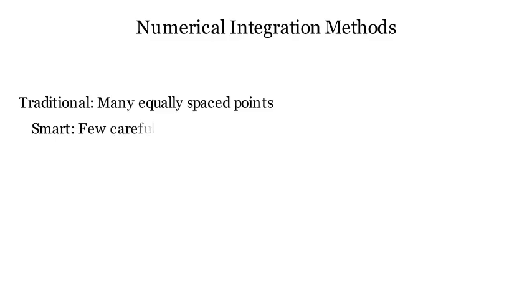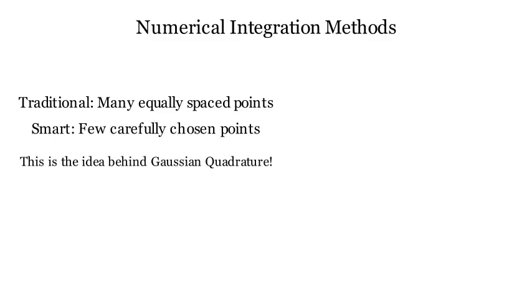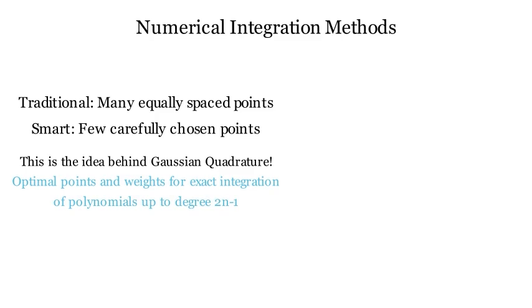So the traditional thought process was to use equally spaced points, but we can do it smartly and choose a few carefully chosen points which can have better accuracy. So this is the idea behind the Gaussian quadrature.